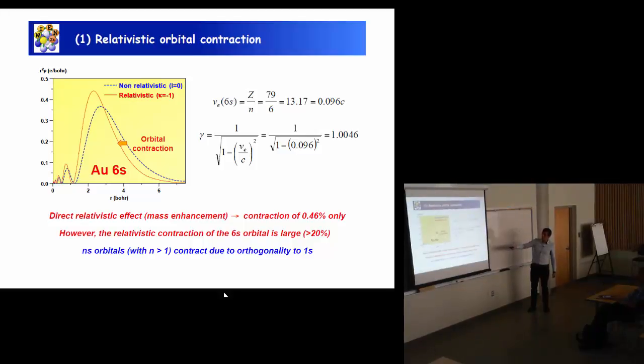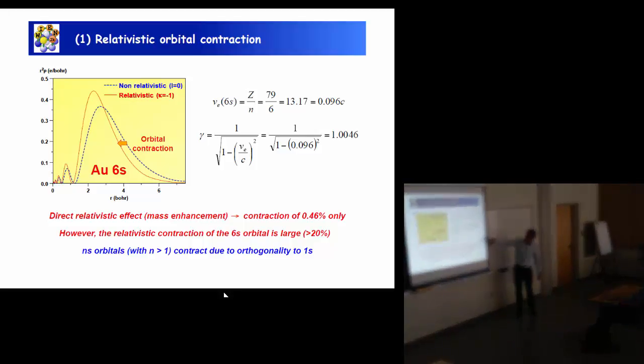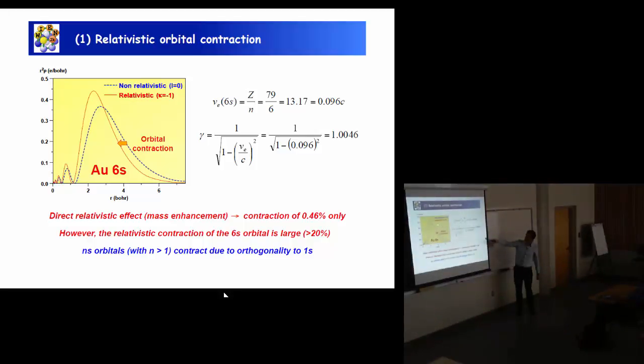So you do not expect what I show here. You do not expect, when you compare a non-relativistic calculation in WIEN2k and a relativistic calculation in WIEN2k, such a huge orbital contraction. Because what you see with this curve is that the maximum of your radial electron density has changed a lot. In fact, it is more than 20% of contraction. So how can you explain that? Because this electron is really slow. In fact, it's quite easy to explain.